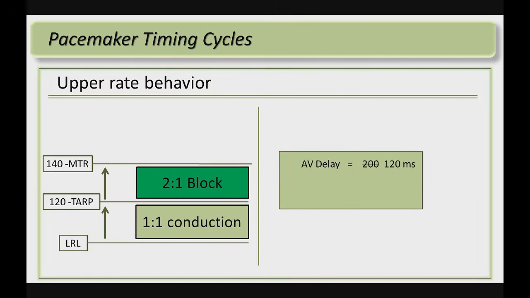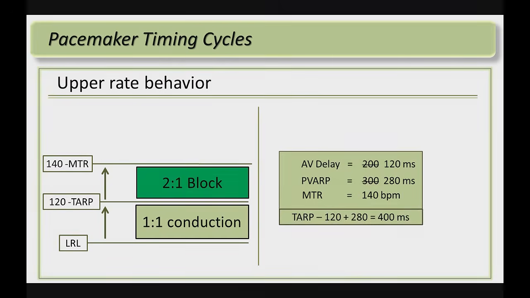So let's change our AV delay from 200 milliseconds to 120 milliseconds, and change our PVARP from 300 milliseconds to 280 milliseconds, and we'll leave our max track rate at 140 beats per minute. So next we need to figure out our TARP, so we take 120 plus 280, which gives us 400 milliseconds. Now we take 60,000 milliseconds, divide it by our 400 millisecond TARP, and we get a 150 beat per minute 2-to-1 block point.